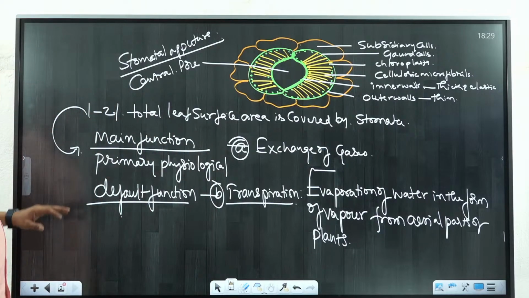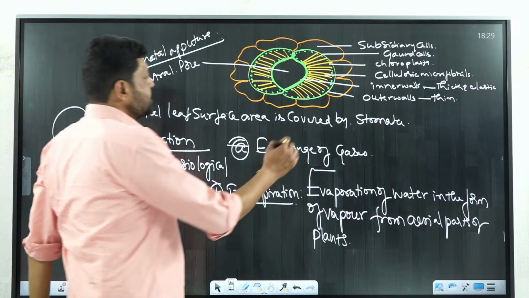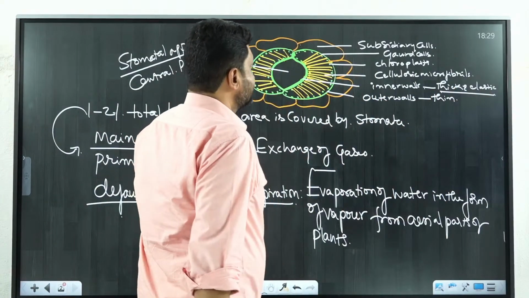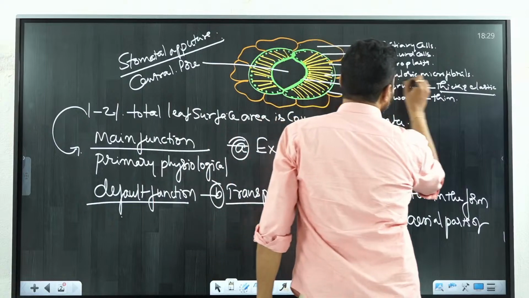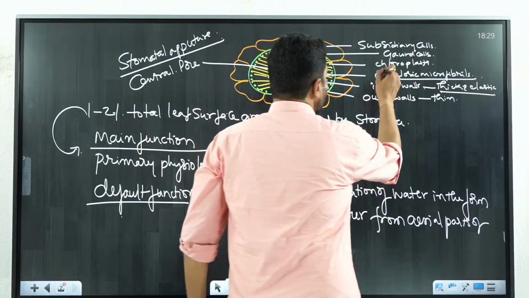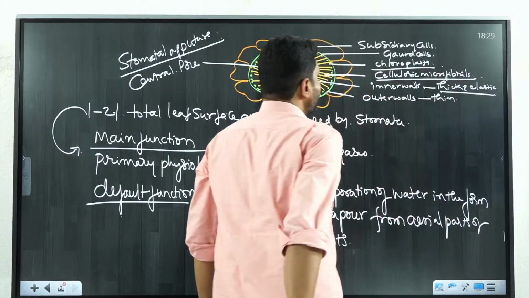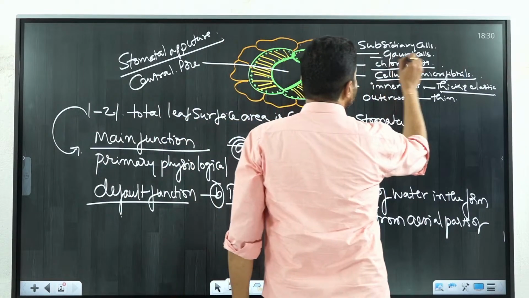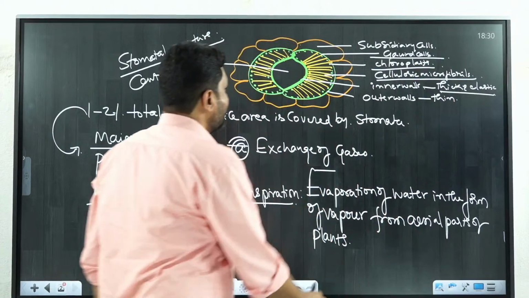So I think I might have covered all 8 questions. Inner walls of the stomata are thick and elastic. This is one question. Cellulosic microfibrils are arranged radially rather than longitudinally. Another question: only epidermal cells with chloroplasts are guard cells. Opening and closing of stomata is due to change in the turgidity of guard cells.